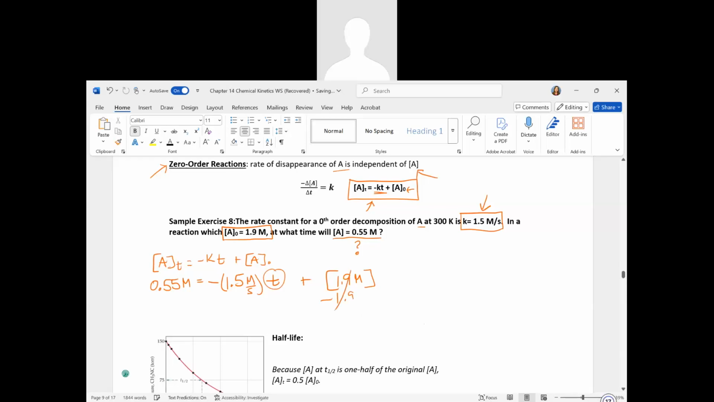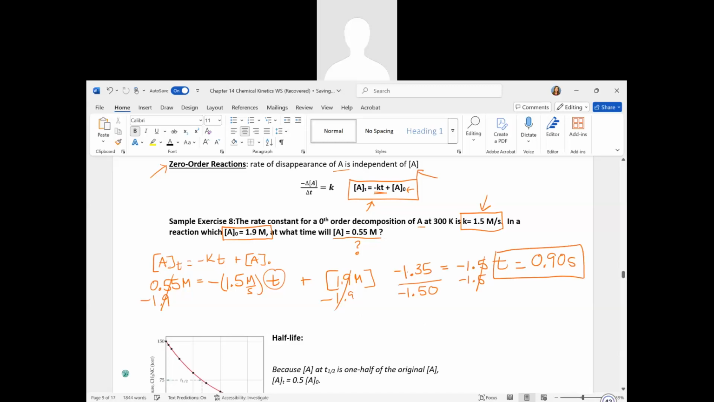To get the time t by itself, we're going to subtract 1.9 from both sides. So now our new equation will be negative 1.35, if we subtract 1.9 over here. So negative 1.35 equals negative 1.5 times t. If I want to isolate my variable t, I'll divide both sides by negative 1.5. Negative 1.35 divided by negative 1.5, we're going to end up with a time of 0.90 seconds.